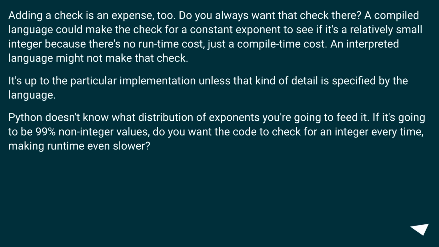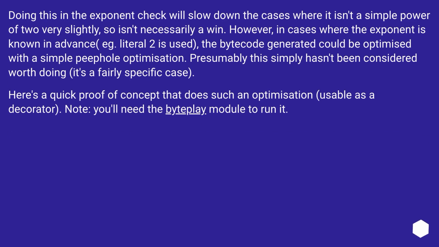Python doesn't know what distribution of exponents you're going to feed it. If it's going to be 99% non-integer values, do you want the code to check for an integer every time, making runtime even slower? Doing this in the exponent check will slow down the cases where it isn't a simple power of 2 very slightly, so isn't necessarily a win.